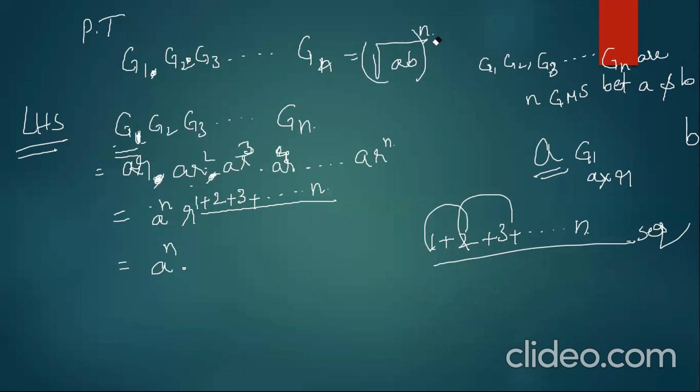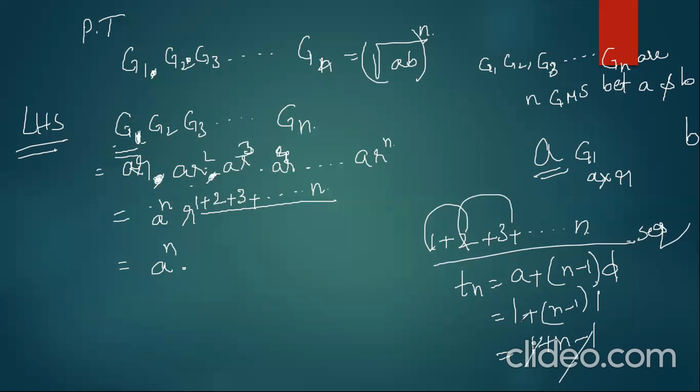Tn is equal to A plus n minus 1 into d. What is the AP general term? It is A plus n minus 1 into d. Here A is 1, and d is also 1. So 1 plus n minus 1 into 1, what do we get? We are getting n. So Tn is equal to n, so R power n you are getting, right?